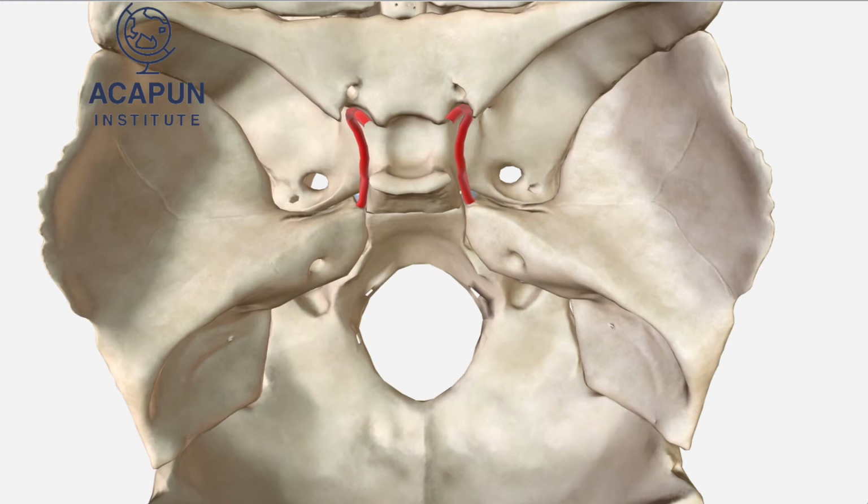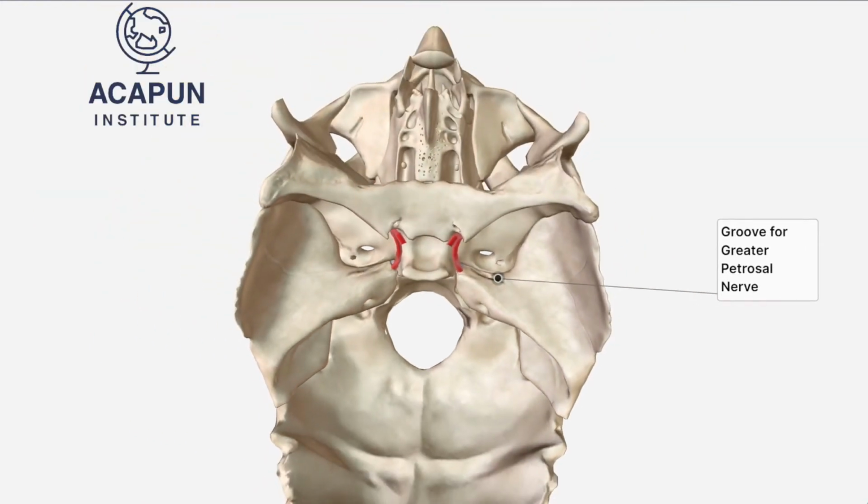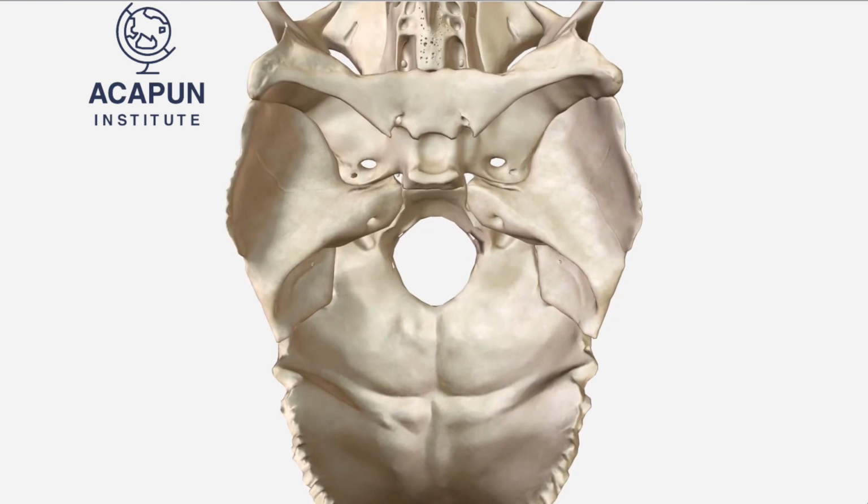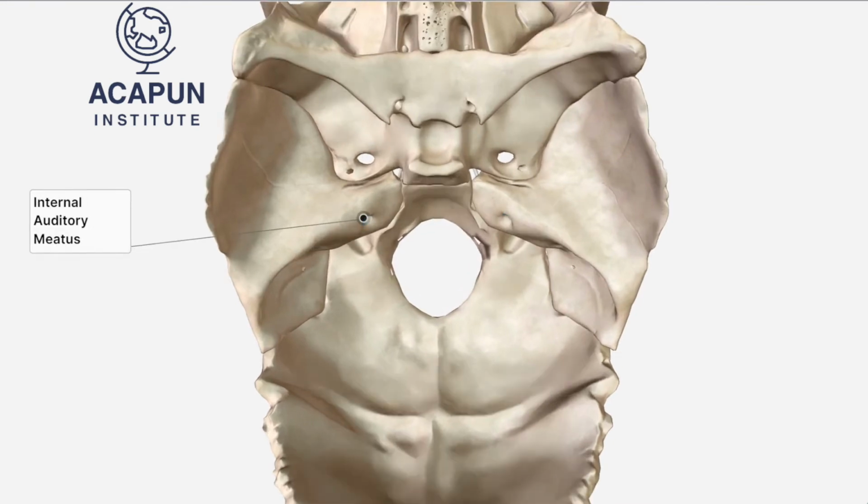The final thing to mention within the middle cranial fossa are the grooves for the greater and lesser petrosal nerves, which aren't really foramina, but I'll mention them here for reference. Coming to the posterior cranial fossa now, the first foramen to mention is the internal auditory or acoustic meatus.